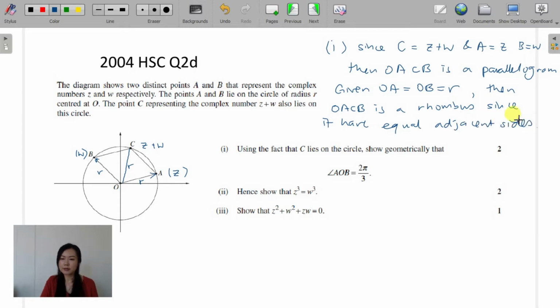My writing is not the best today, so in a nutshell, we've got a parallelogram because that's the addition of these two vectors, and we're given they are equal, making this one a rhombus, so you have equal adjacent sides. So how does that help us? That means that's R, making these guys equilateral triangles. I'll just continue down here.